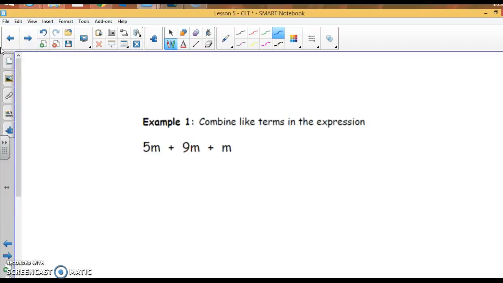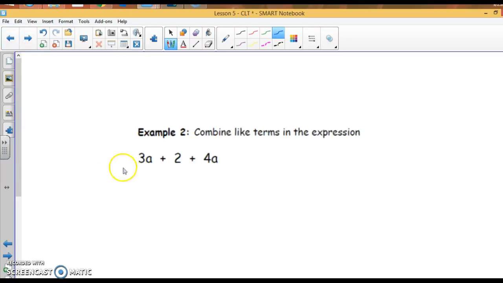Alright, combine like terms. The best way I can explain this is this expression right here is really like 5 monkeys plus 9 monkeys plus 1 monkey. They are all monkeys. They're all like terms. They all have m's. So 5 monkeys plus 9 monkeys is 14 monkeys, plus this 1 monkey is 15 monkeys. I can add those together or combine like terms because they are the same.